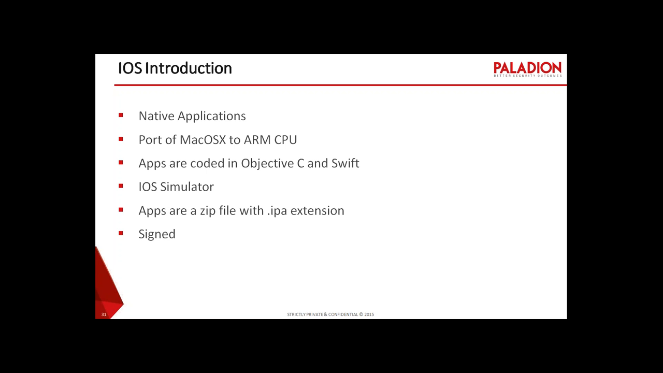First thing, iOS native applications are a port of macOS to ARM CPU. Apps are coded in Objective-C and Swift, with an iOS simulator. Apps are zipped with an .ipa extension and signed. As we've spoken in the previous Android module, they have their own signing mechanism, and whenever you try to extract or pull out an IPA file which has been signed by the Apple store, you will not be able to reverse it easily. It is reversible, but not easily.